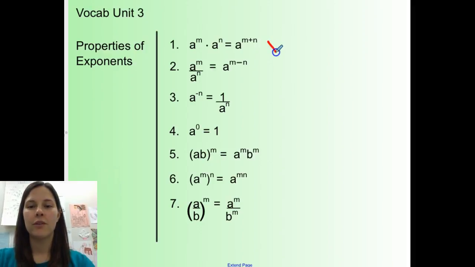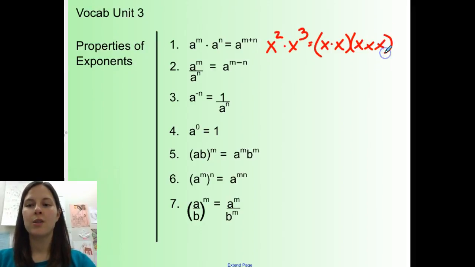As a reminder, if you have x squared times x cubed, x squared means x times x, and x cubed means x times x times x, so you can see you have 5 x's being multiplied together, or the 2 plus 3. The second rule is our division rule.